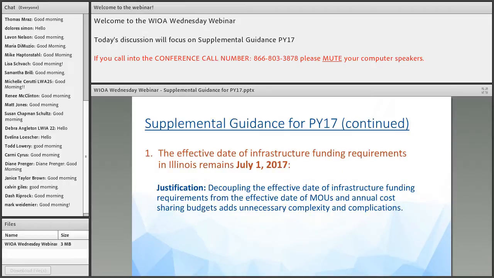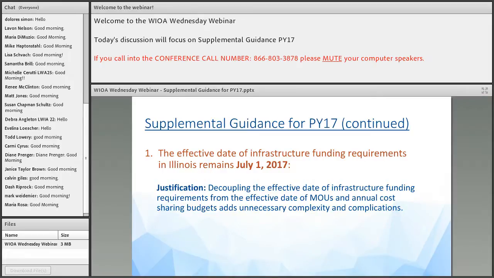The first regards the effective date of infrastructure funding requirements in Illinois. The supplemental guidance confirms that Illinois is choosing to continue to use July 1, 2017 as the effective date. In other words, Illinois is not opting to delay the implementation of infrastructure funding requirements. The justification for that is that the 6-month extension in the TEGL only applied to the infrastructure funding requirements. It did not apply to the MOU negotiations and the local system cost negotiations. Those were still going to have to be effective July 1, 2017 anyway.